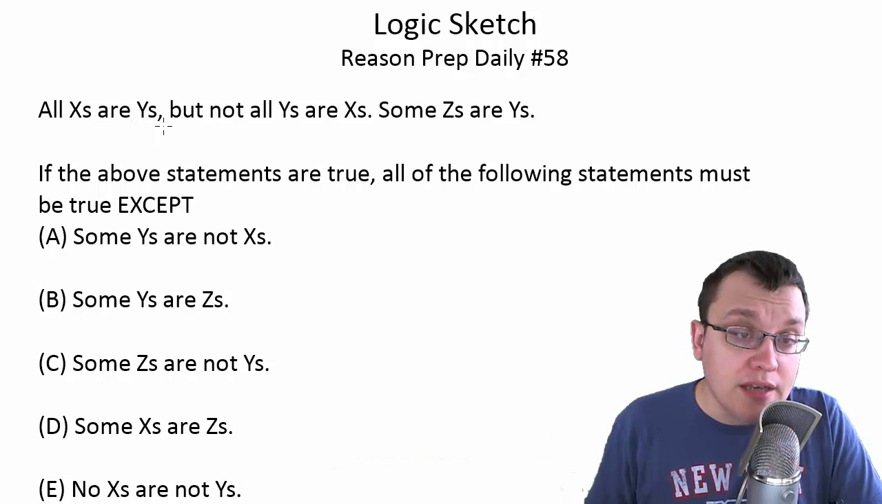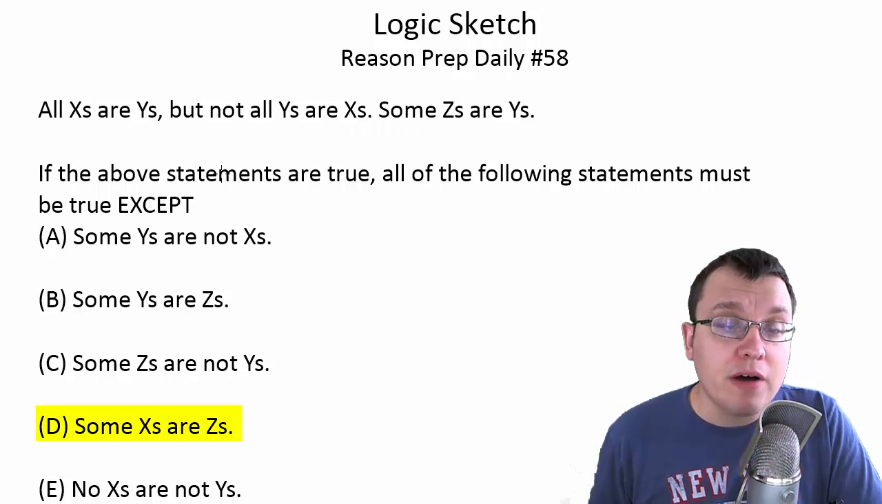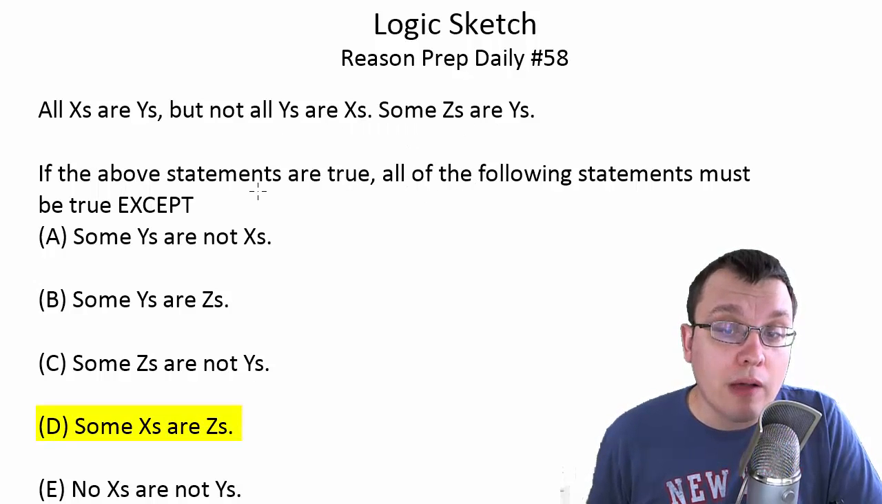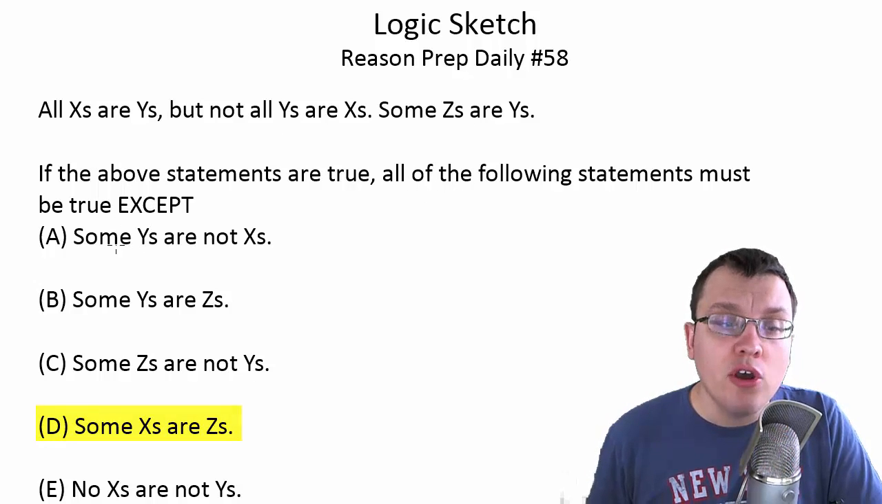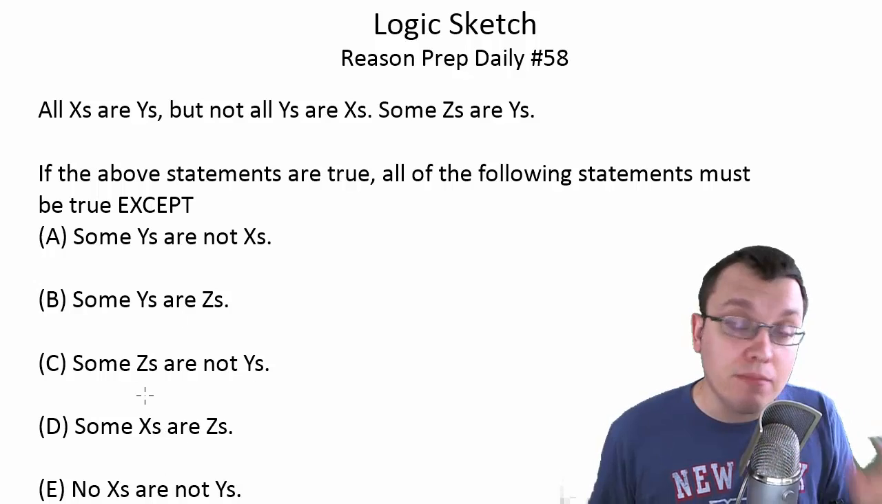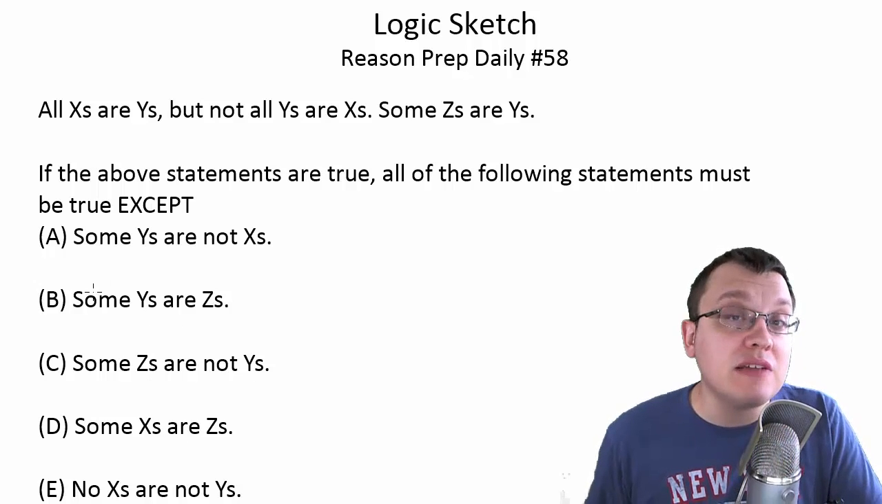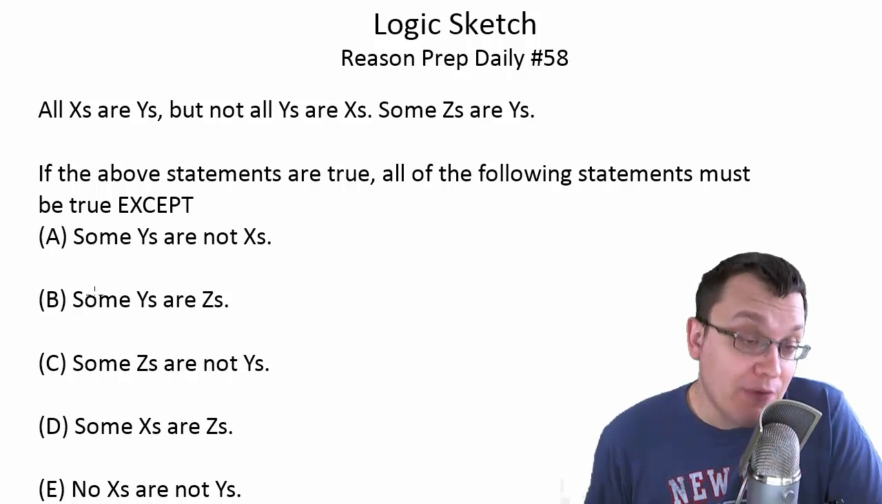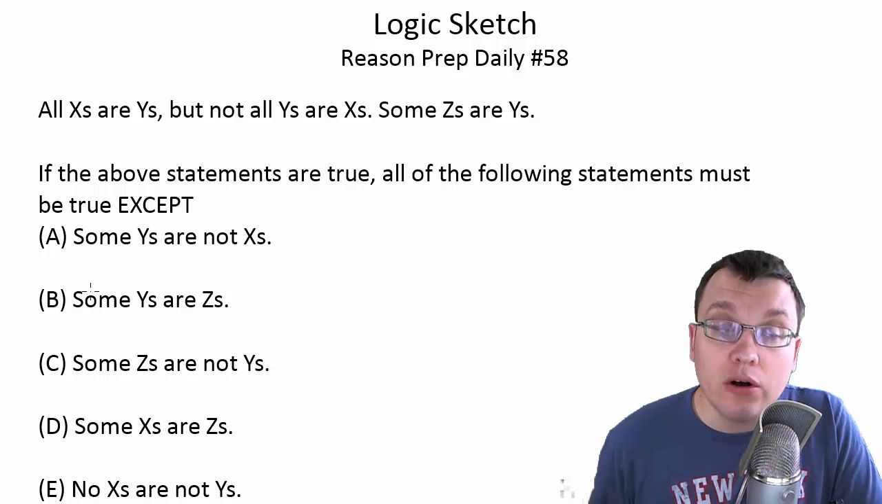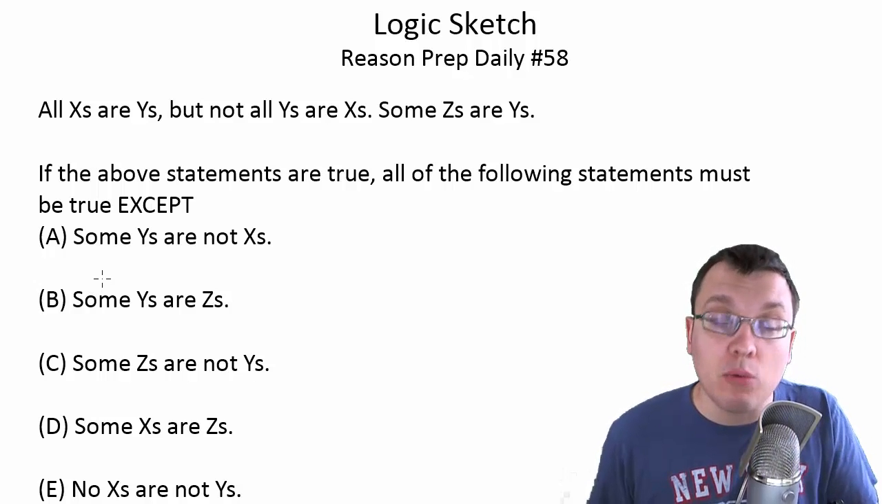All x's are y's, but not all y's are x's. Some z's are y's. If the above statements are true, all the following statements must be true except. So given that these statements are true, 4 of these statements are also going to be true, and in fact must be true. One of them does not have to be true. Maybe sometimes it could be true, or maybe it never could be true, but the point is it doesn't have to be true, and that's the statement we're looking for.